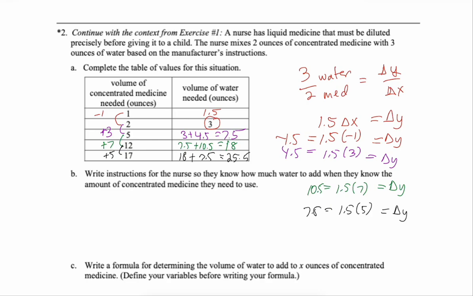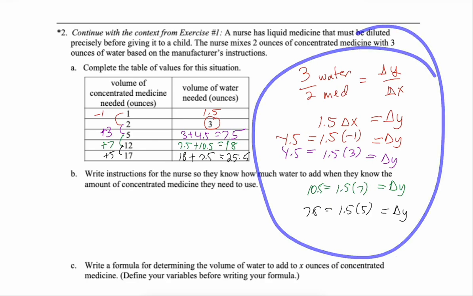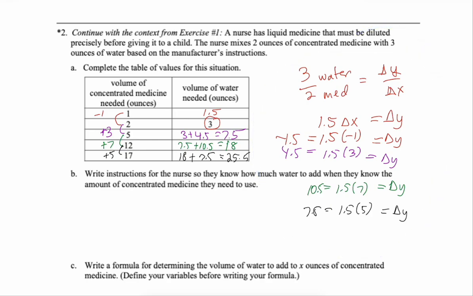There are other ways to do it. You can use a proportion each time. That does work as well. But that's just a little way to fill out the chart using that delta y over delta x, okay? So it says, write instructions for the nurse so they know how much water to add when they know the amount of concentrated medicine that they should use.